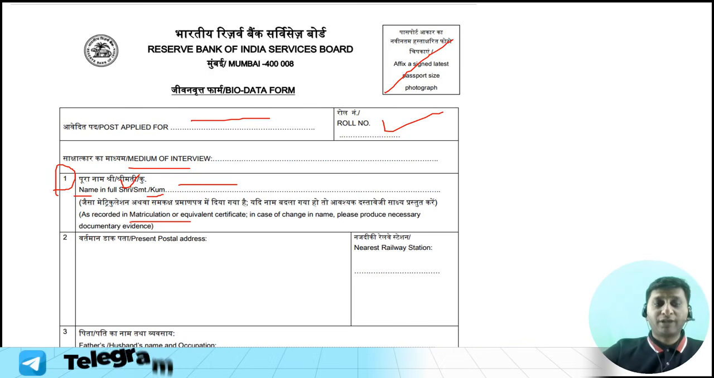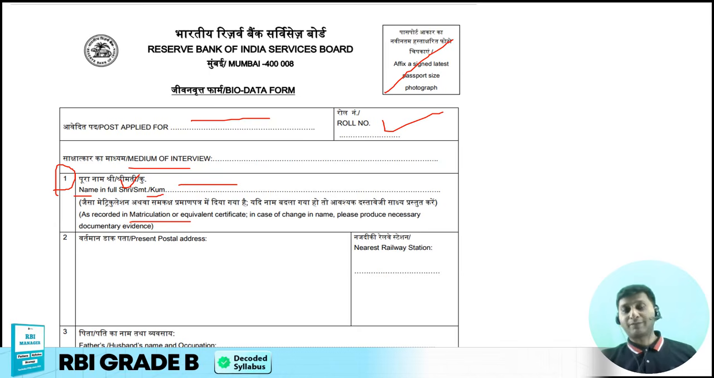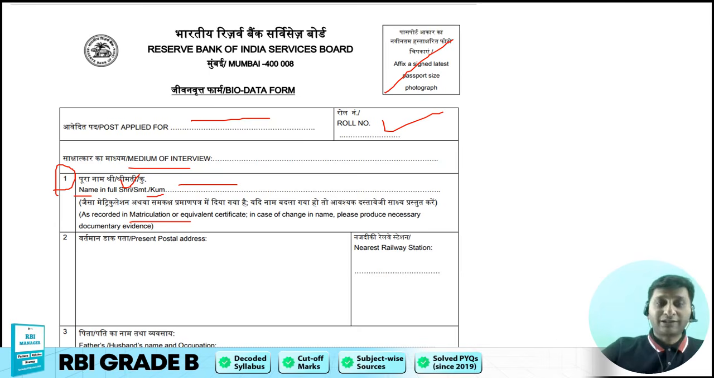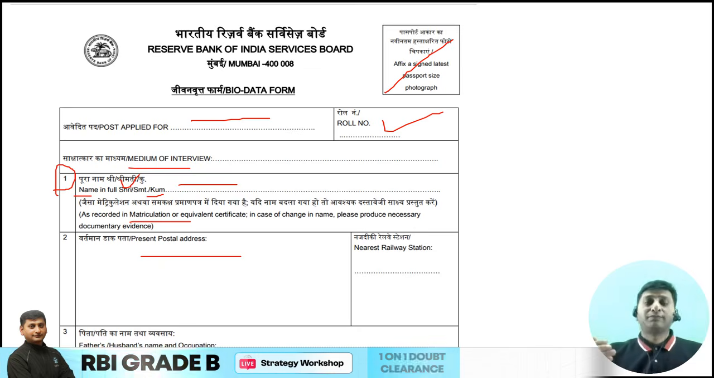And please write your name as recorded in the matriculation certificate. I hope you would have written the same name while filling your form after the RBI Grade B notification. Next comes the present postal address, which is like your current address. So this can be different from your permanent address.